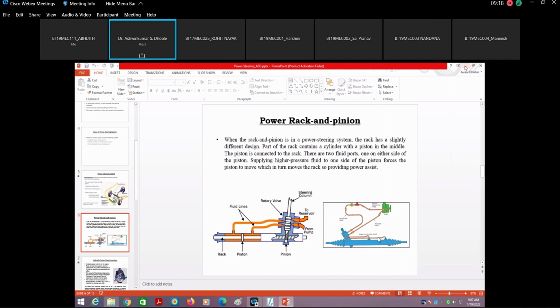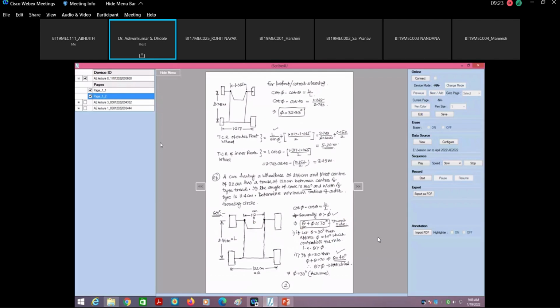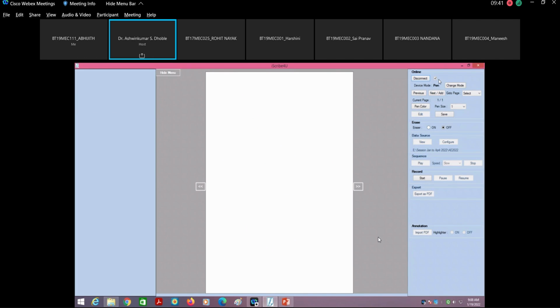Now we will first discuss the different types of power steering system, draw the layout, and after that we will discuss FEAD, that means front end auxiliary drive system. I am shifting to the new screen and we'll talk about the actual layout of the power steering system and the things which we need to draw by our own hand.